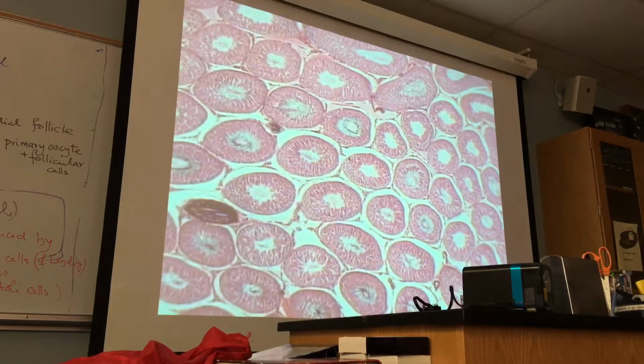And interspersed between seminiferous tubules, you see the cells called Leydig cells or interstitial cells, also called interstitial endocrinocytes. Endocrinocyte means a cell that secretes hormone.